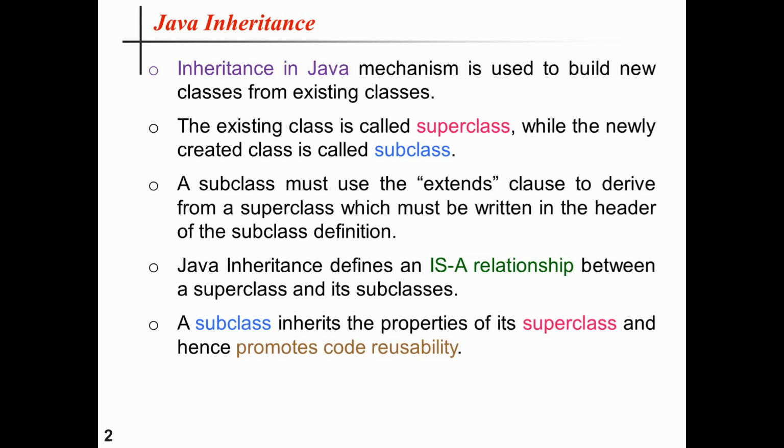Java inheritance defines an is-a relationship between a superclass and its subclasses. For example, a mammal is an animal. A subclass inherits the properties of its superclass. For example, if a particular superclass has certain fields and methods, those will be inherited by the subclass. So that is basically promoting code reusability. That means the code that has been defined once can be reused at a later time by means of its subclass. That is the idea of the Java inheritance property.